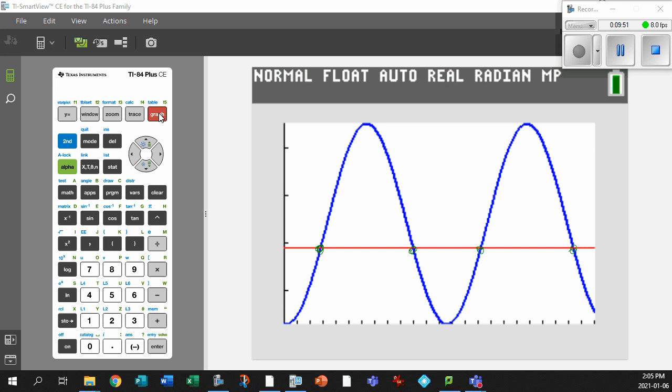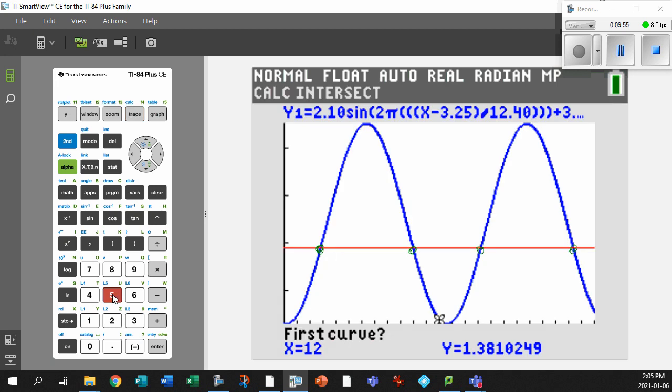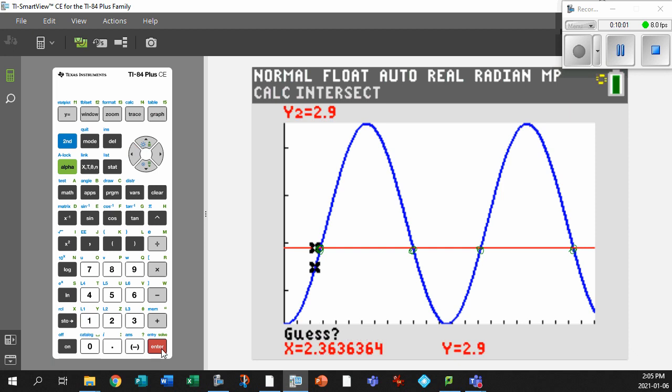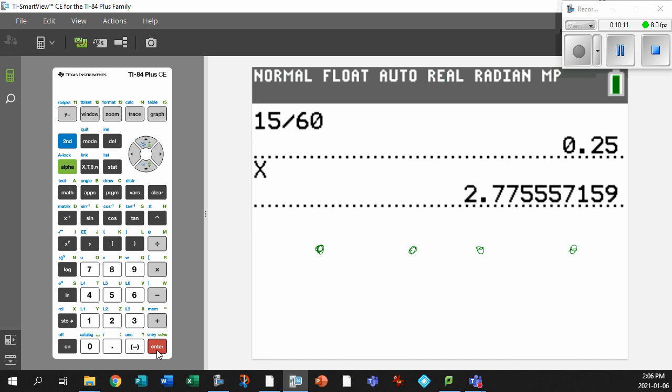Okay, let's find the intersects. Second calc, let's find the first intersect. There it goes, 5. Mouse it over. There's the first intersect. Okay, you're at 2.77. Well, what does that mean? Remember, second quit, 2.7, x equals 2, right? This is 2 o'clock in the morning, right? 0.77. What does that mean?